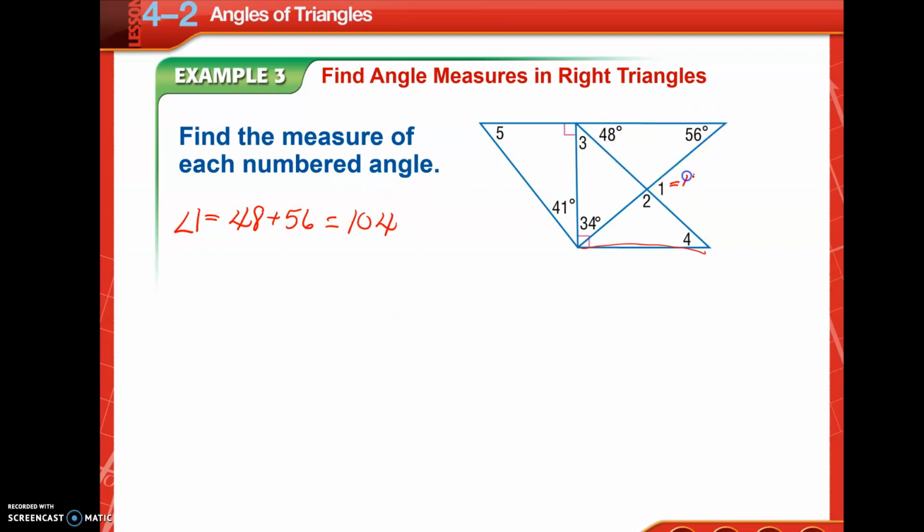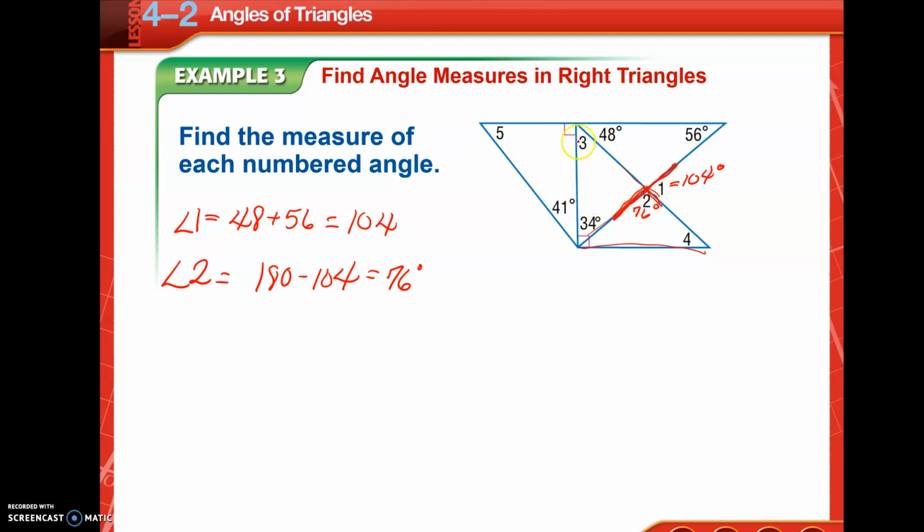Now again, for all of these, we could do these several ways. So I'm going to show you a couple, or talk about a couple on a lot of them. But again, there's so many different ways. So then angle 2 is linear with angle 1. So angle 2 will equal 180 minus 104, which is 76. And then I can look at angle 2 here is exterior to this triangle here. So 3 and 34 will equal angle 2, which is 76.